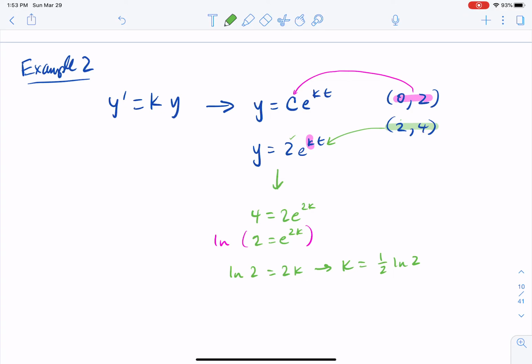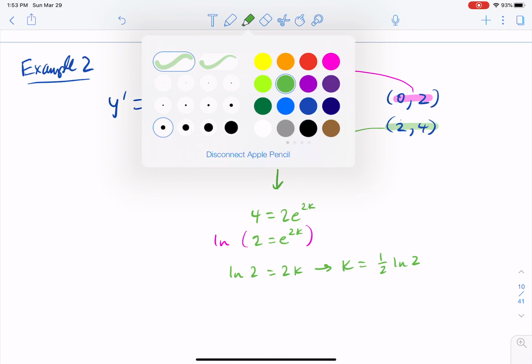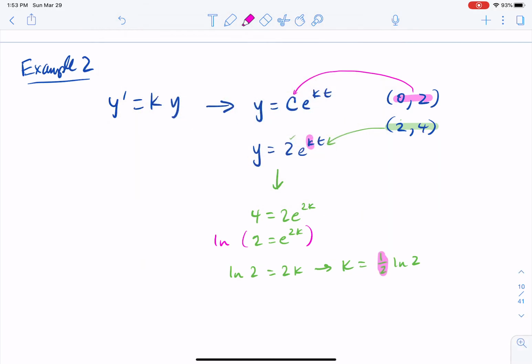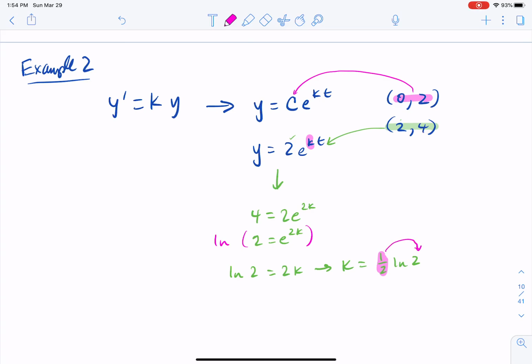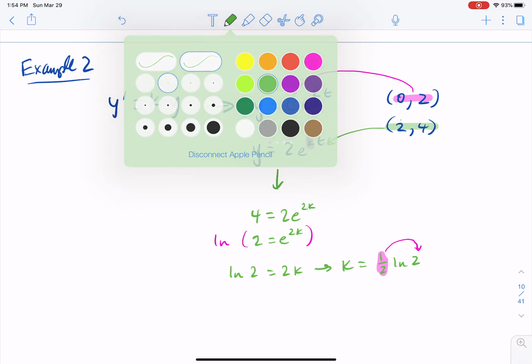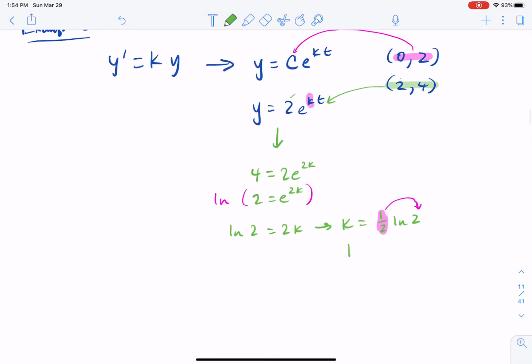You can leave it like this, it's perfectly acceptable, but as we've seen with some exponent laws, we can take that 1/2, of course, and we can bring it on the inside of this natural log, and that makes that 2 to the 1/2 power, which is the same thing as the square root of 2. So here is our k value. It's the natural log of the square root of 2.